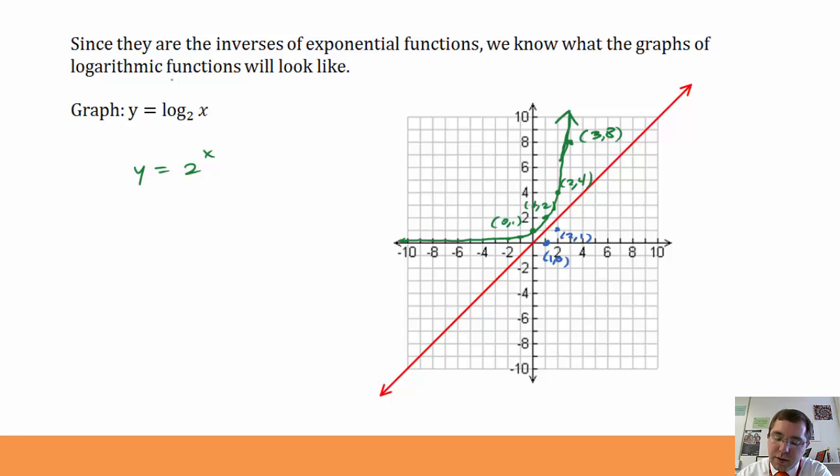The point (2, 4) implies I've got the point (4, 2). (3, 8) implies I've got the point (8, 3). (-1, 1/2) implies that I've got the point (1/2, -1). (-2, 1/4) implies I've got the point (1/4, -2). So here's what the graph of the logarithm looks like.